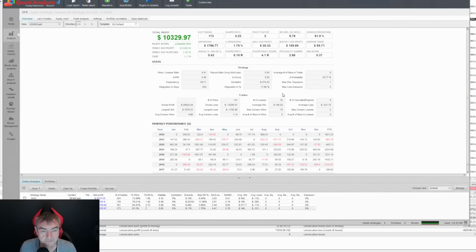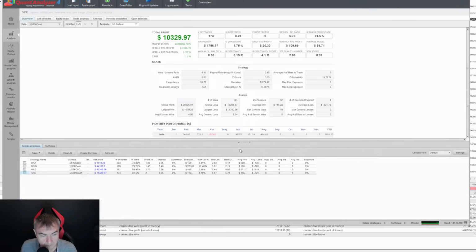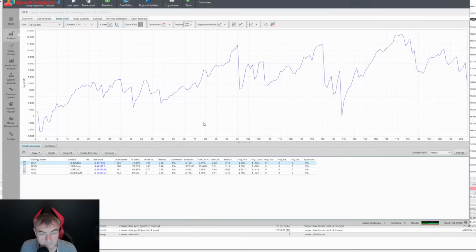So I ran all the tests. What we got was the DAX made 45 grand, the Dow made 44, the NAS made 49, and the S&P made 103. Yeah, so looks good. Good high win rate, 73%, 81%, 84%, etc. But if you look at the individual profit curves on these, that's the DAX.